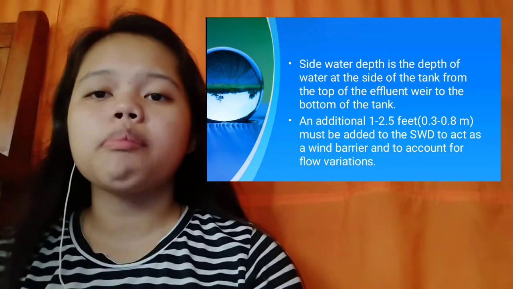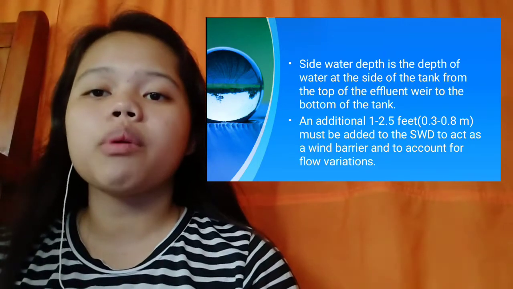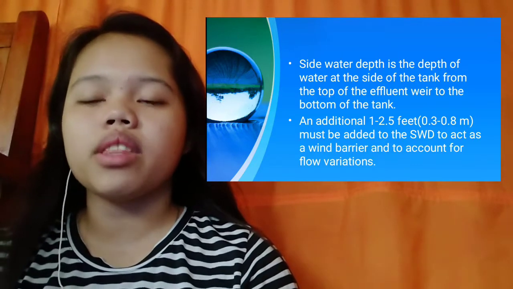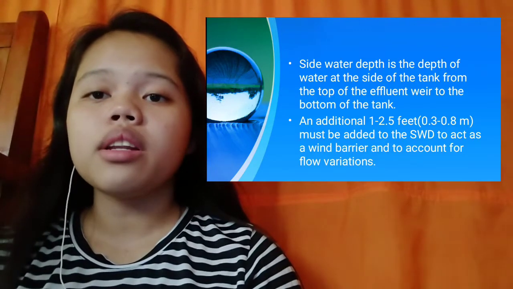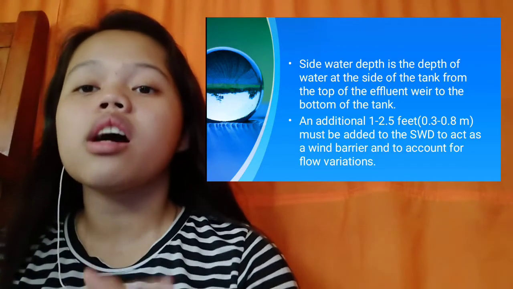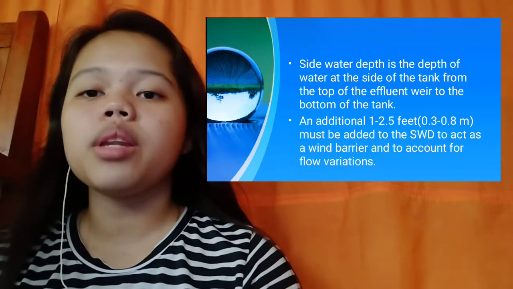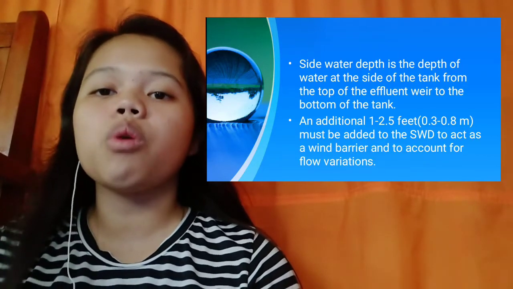Side water depth is the depth of water at the side of the tank from the top of the effluent weir to the bottom of the tank. An additional 1 to 2.5 feet must be added to the SWD to act as a wind barrier and to account for flow variations.